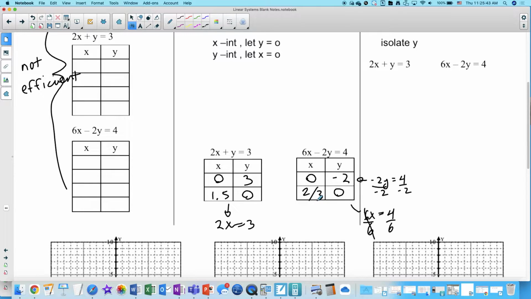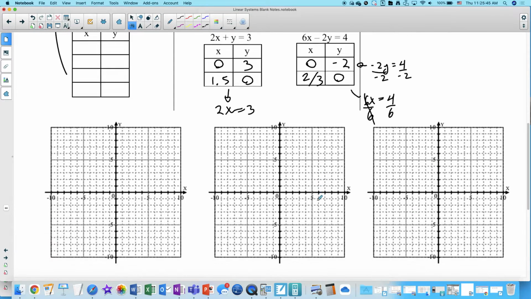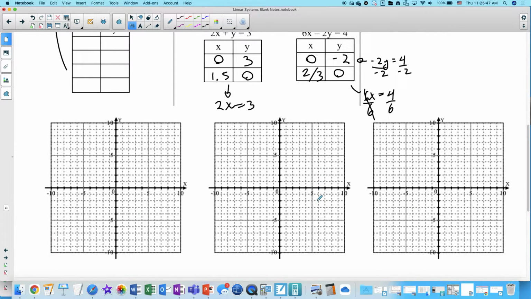Okay, so I can graph those points. So the one is the point, this guy, I've got (0, 3), and then (1.5, 0), that's right here. And then I'll just connect them.